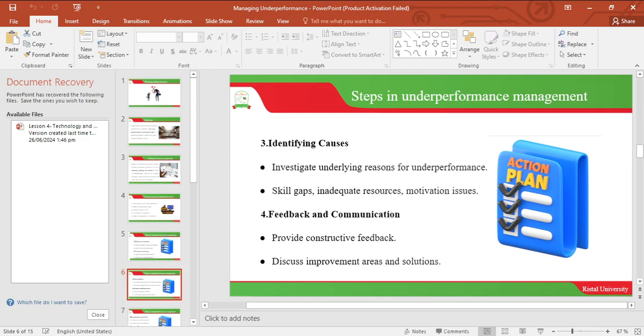Then the next step is feedback and communication. Okay, it's very important. You need to give feedback to the employees, be it negative or positive. Okay, I've been overemphasizing this. As a manager, don't fear to give negative feedback to employees. Negative feedback is very important because it will help the employees to improve on their areas of weakness. Don't always be happy to give only positive feedback. You also need to give negative feedback to the employees.